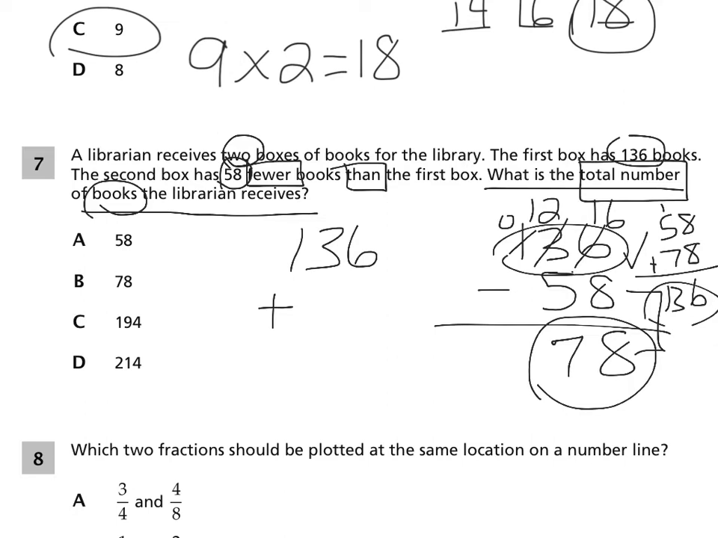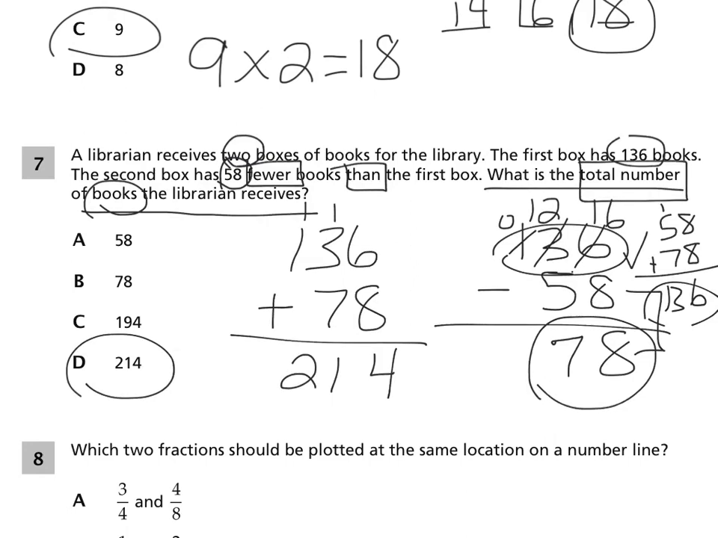So now I have the second box. So now I have to put the first box with the second box to get a total. 6 plus 8 is 14, carry. 10, 11, carry. 1 plus 1 is 2, so 214.